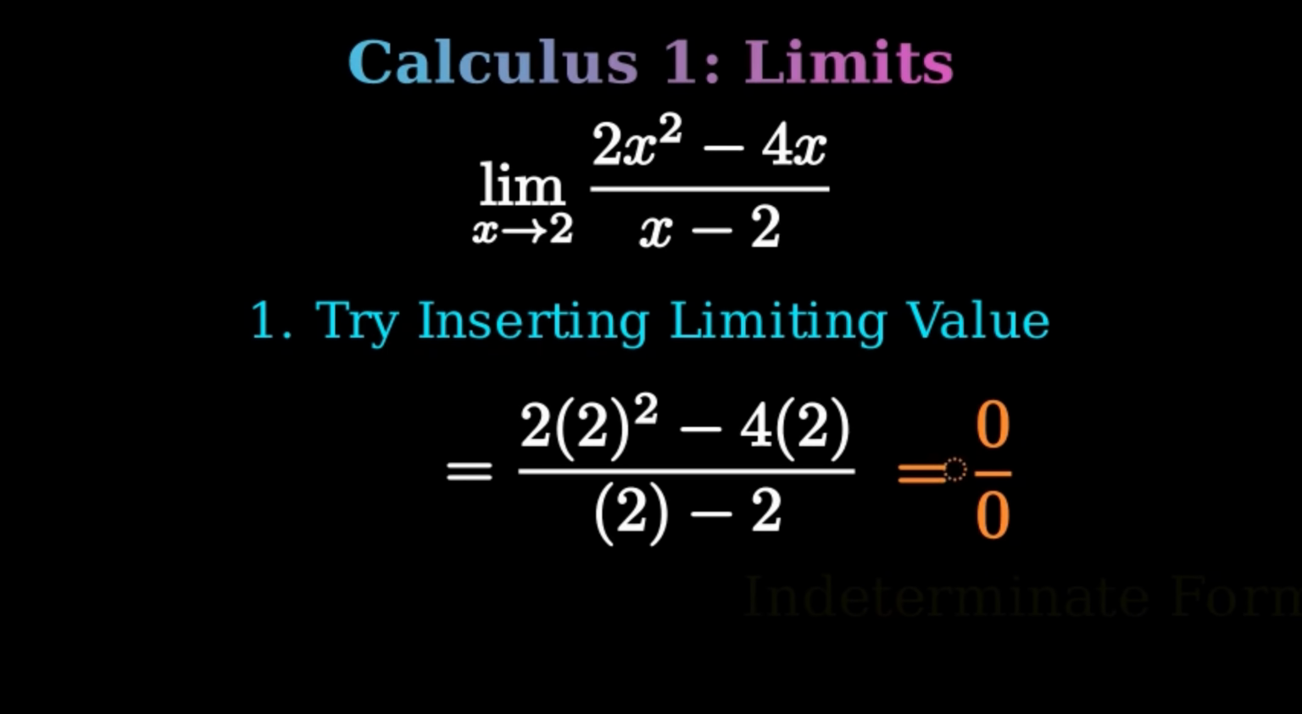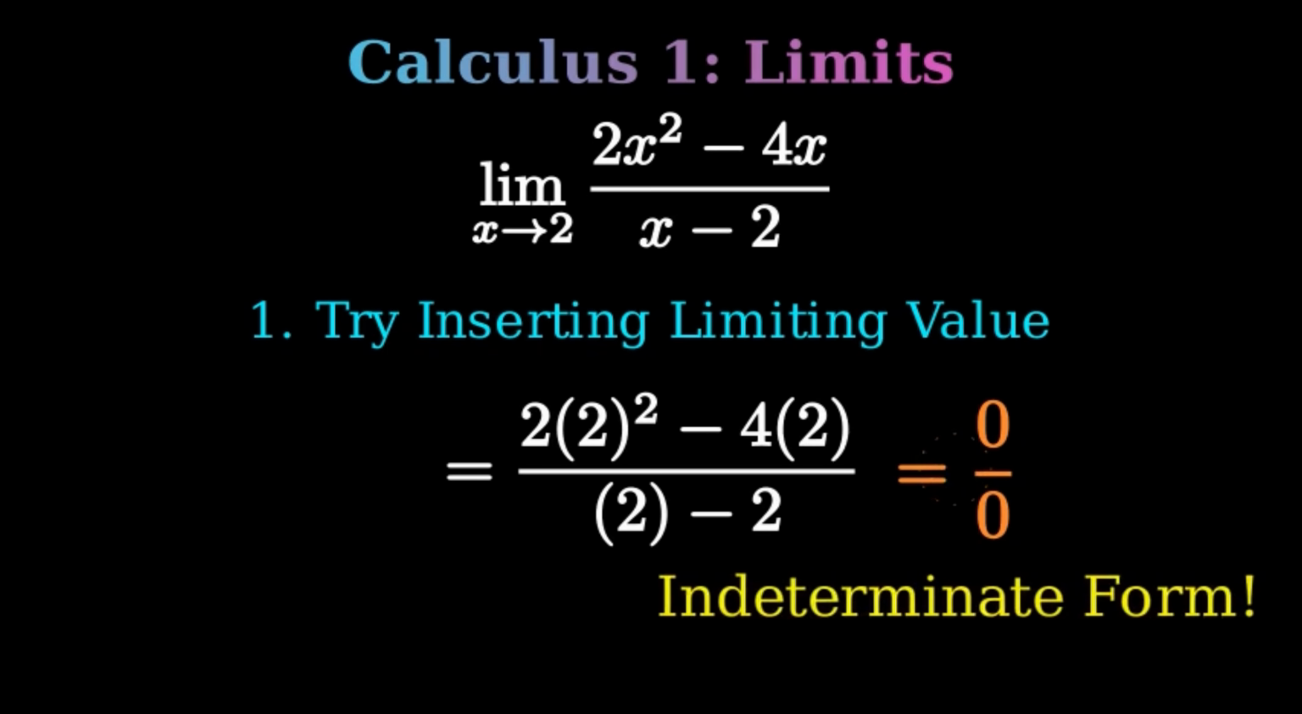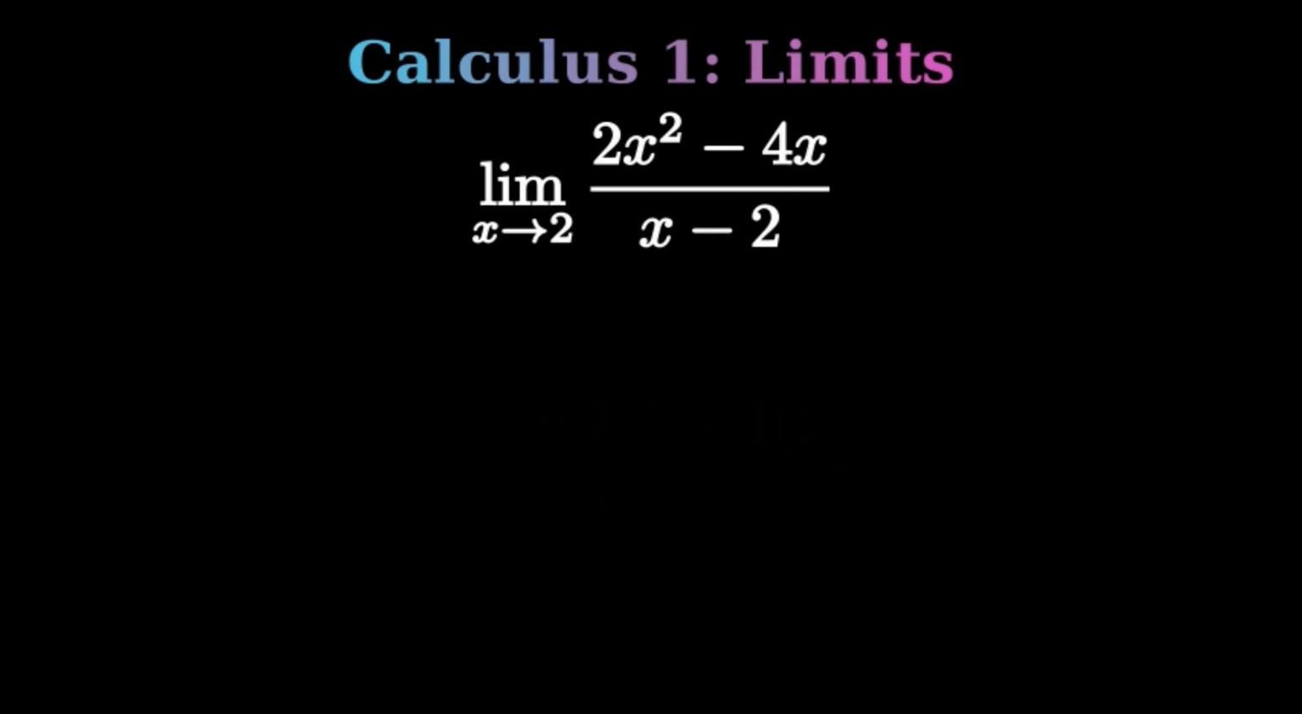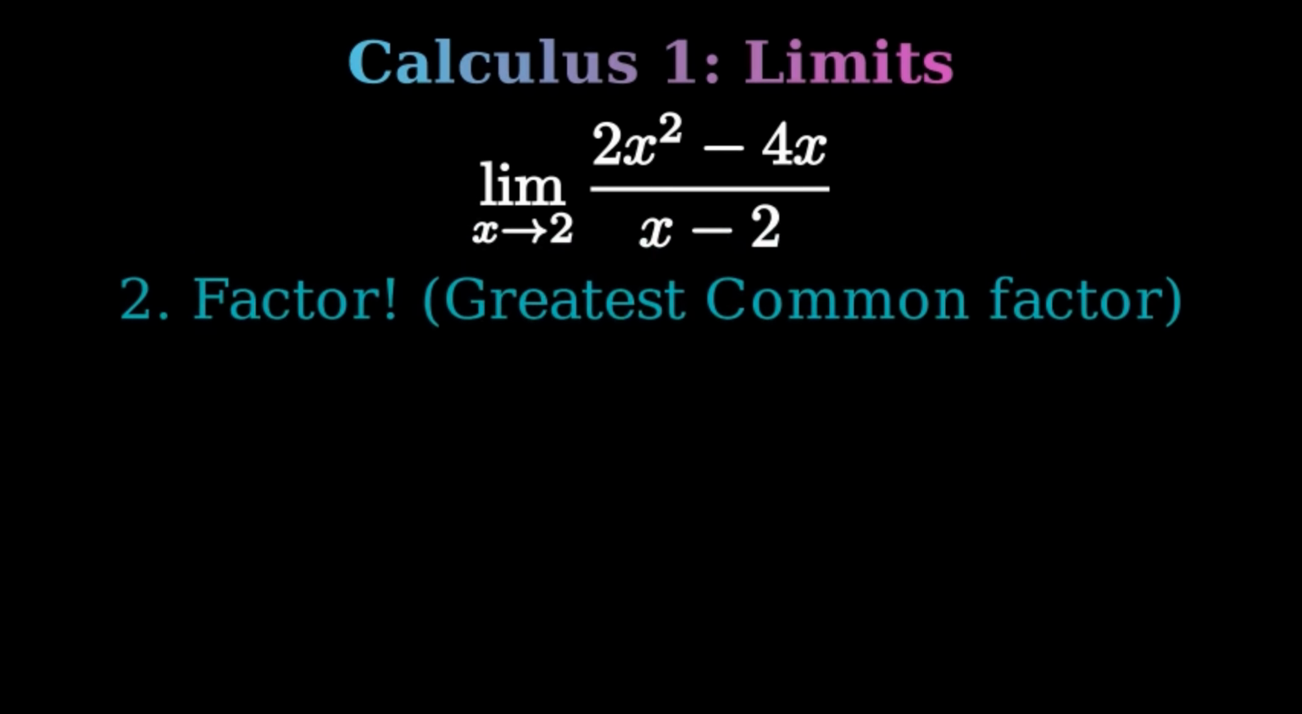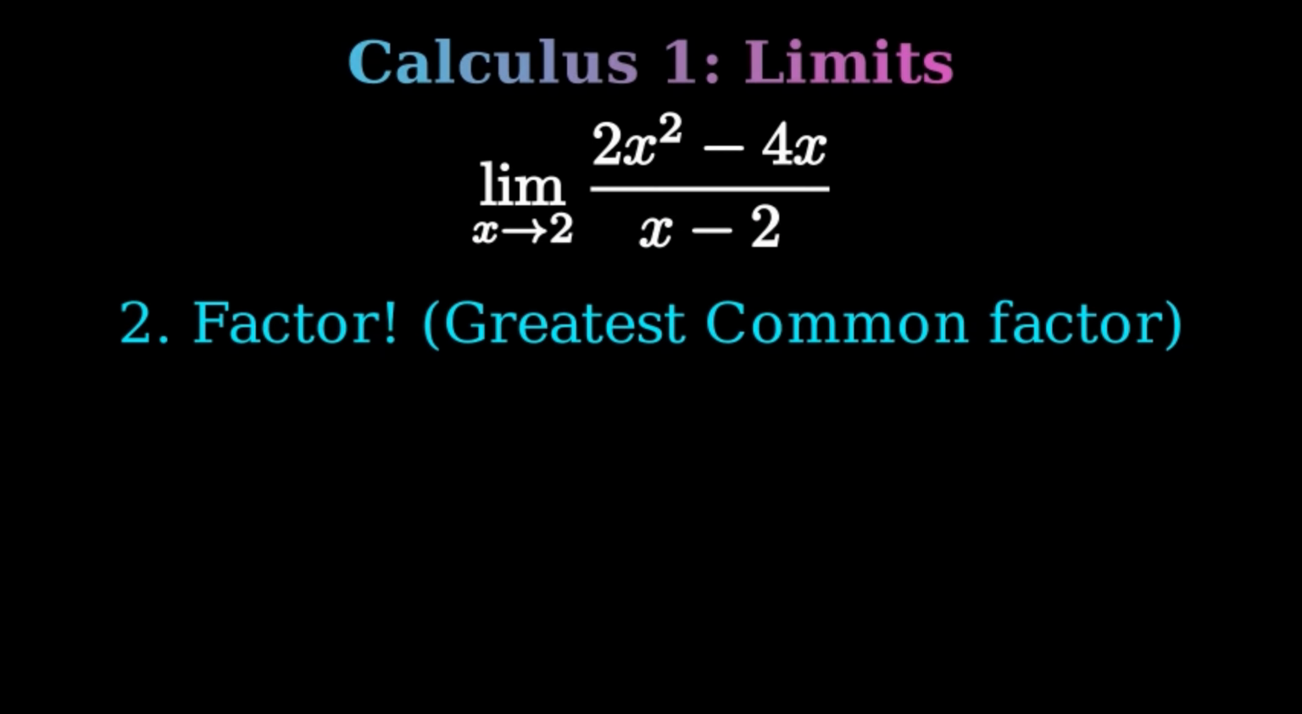Typically after that happens, you want to try to use algebraic manipulation. What does that look like in this problem? It looks like I can play with that numerator a little bit. They both have some things in common. We're looking at 2 and 4, so they're both divisible by 2. And they both have x's. So what we can do is pull out a 2 and an x from each of those terms. That's factoring the greatest common factor first.